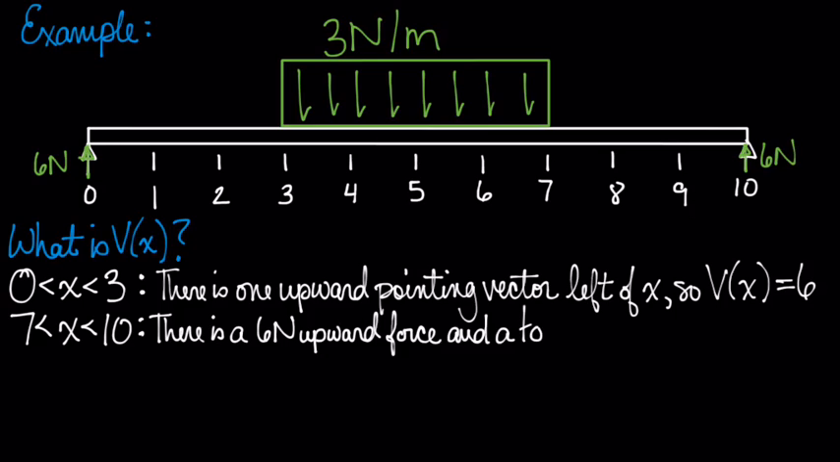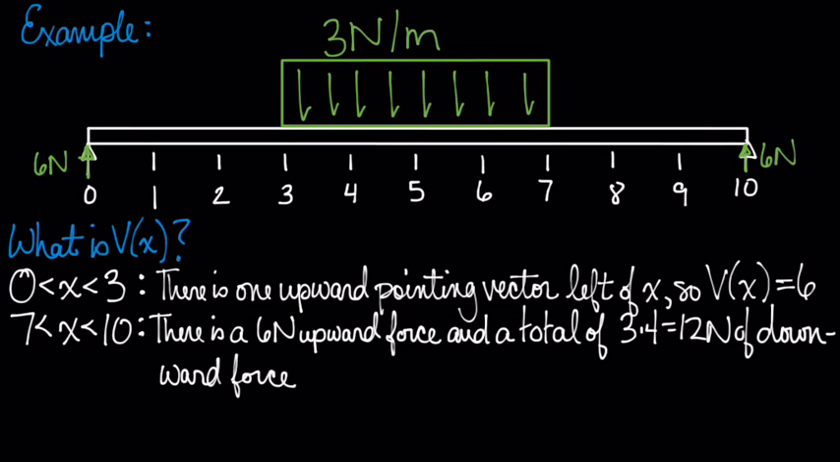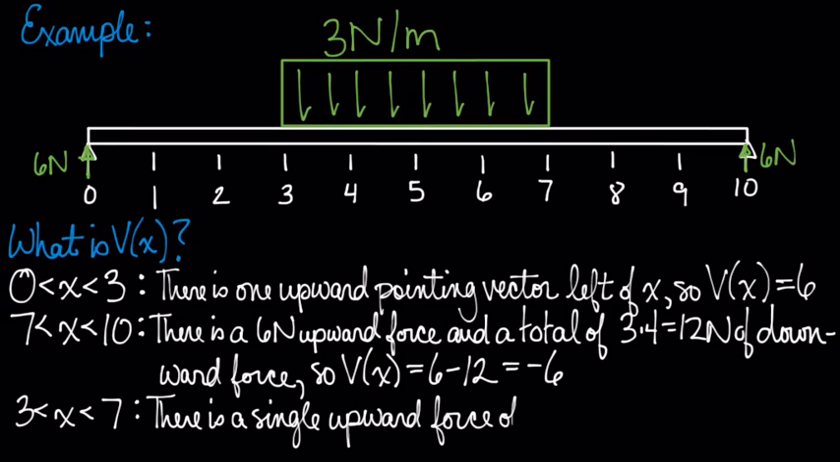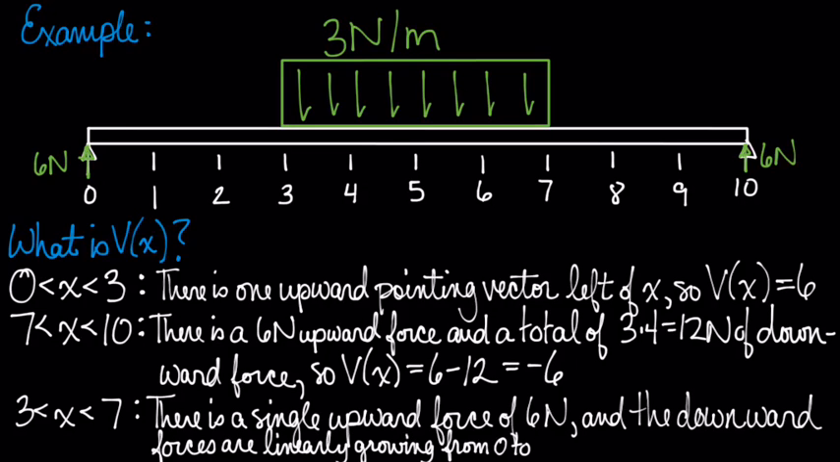By contrast, if X is anywhere between 7 and 10, we have to look at 2 different forces. There's a point force over here of 6 newtons pointed upwards, and there's a total of 12 newtons from this pile of sand pointing downwards. And so V of X is constant on this interval again, from X equals 7 to X equals 10. And V of X will be 6 minus 12, negative 6 newtons. In the center, between 3 and 7, we've got the single upward force of 6 newtons, and this evenly distributed downward force will be linearly growing from 0 to 12 as X grows from 3 to 7.